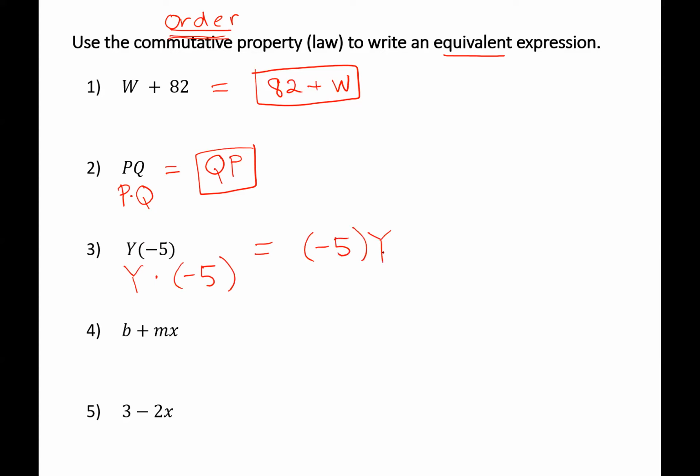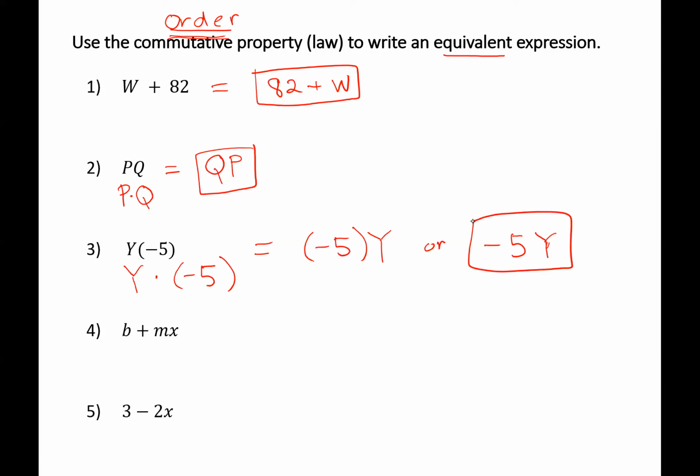When I've rewritten it, I did keep the -5 in parentheses next to the y. But if a negative number is being written first and then a variable, I actually don't need parentheses around it if I don't want to. So either one is fine. I've written it as -5 in parentheses, y, or I can just write -5y without parentheses when I rewrite it. The point is I'm switching the order.